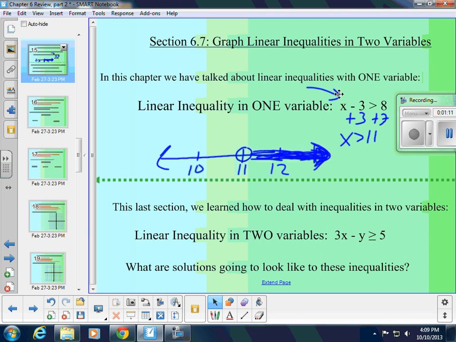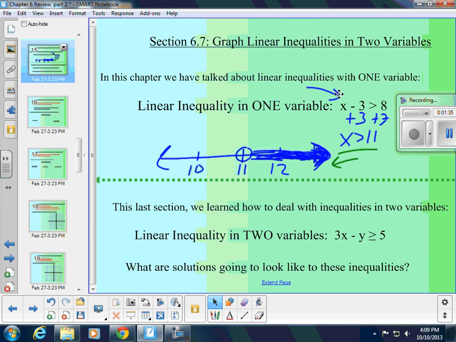So we've dealt with those a lot this chapter already. In this last section in chapter 6, we're going to learn how to deal with inequalities that have two different variables in it, so x and y. So with one variable, it's kind of nice. Again, I can solve these, make some kind of graph. There is a visual for it. Those work out pretty well. I think we have a good understanding of those.